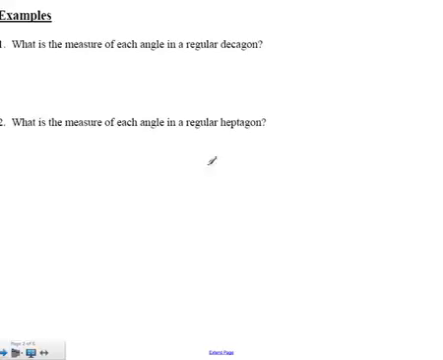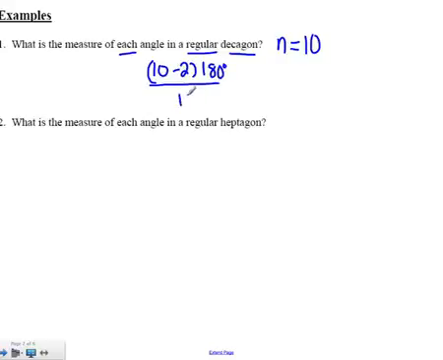So what is the measure of each angle in a regular decagon? Decagon should clue us in that we're talking about a 10-sided polygon. So all we're going to do is say 10 minus 2, this is our formula, n minus 2. We multiply that by 180 degrees, and we divide by 10. So 10 minus 2 is 8, so we'll say this is 8 times 180 degrees, and we'll divide that by 10. So 8 times 180 divided by 10 should give us 144 degrees.